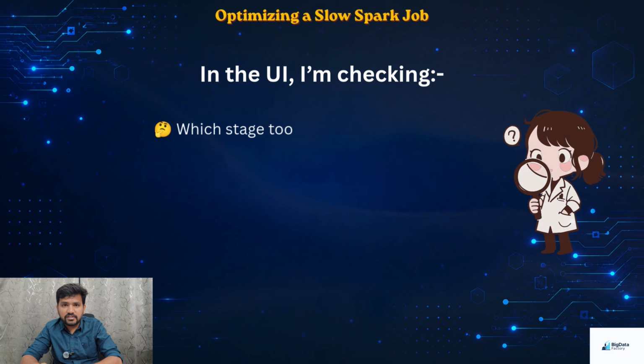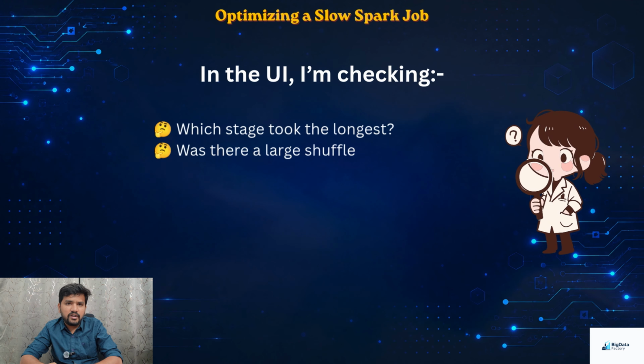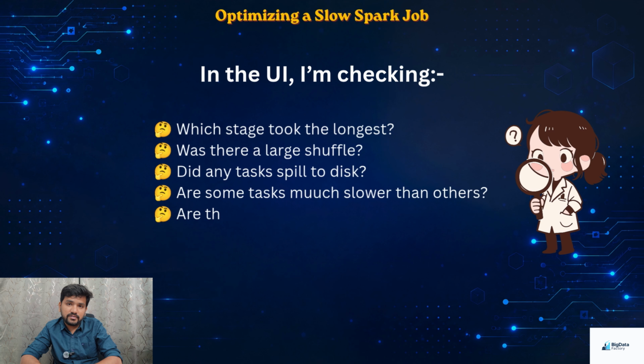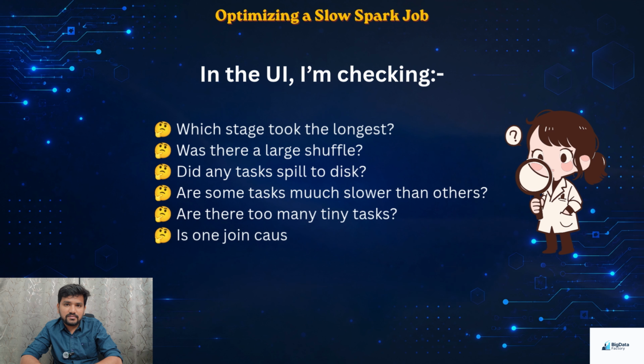In the UI, I'm checking which stage took the longest. Was there a large shuffle? Did any task spill to disk? Are some tasks much slower than others? Are there too many tiny tasks? Is one join causing most of the delay?